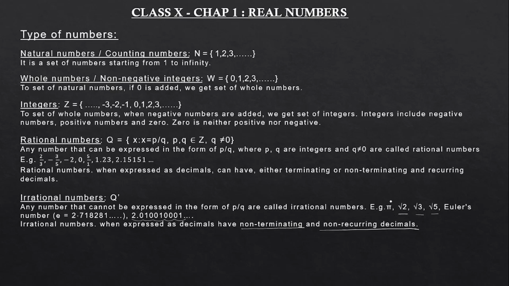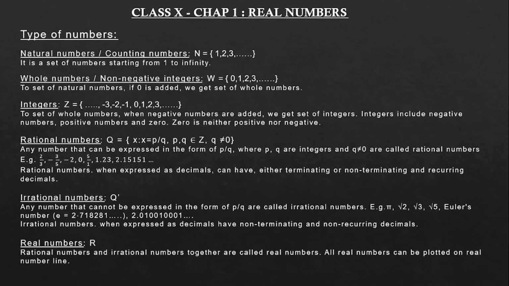One very interesting number which is an irrational number is the number pi. We use it as 22 over 7, but actually 22 over 7 is the nearest rational number representation of pi, which is itself an irrational number. The next set of numbers are real numbers. So now what are real numbers? When rational numbers and irrational numbers are clubbed together, we get a set of numbers which are called real numbers. All real numbers can be plotted on the real number line.